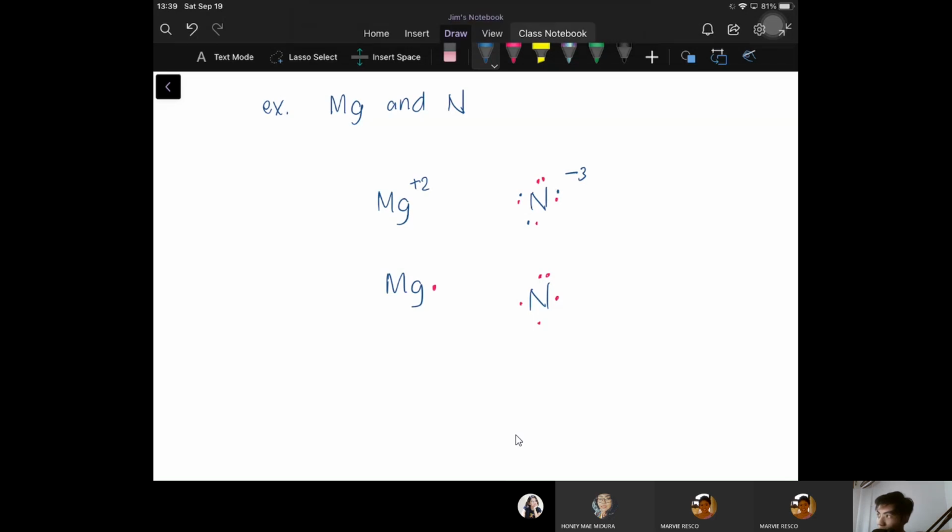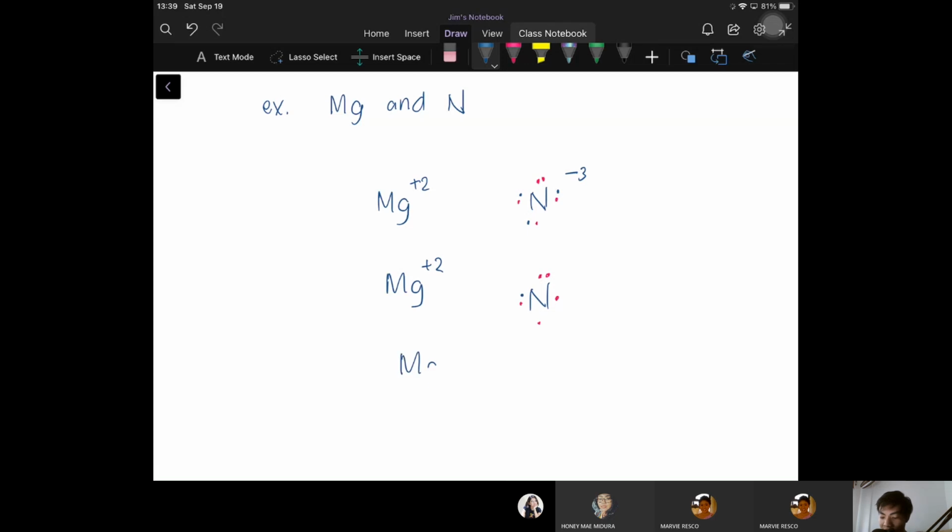So, itong dot na to, ibibigay niya kay nitrogen, no? Okay? So, bigyan natin doon. Okay, so as it loses that electron, magnesium becomes stable and positive 2 yung charge niya, no? Pero itong nitrogen na to, unstable uli, no? Unstable uli siya, no?